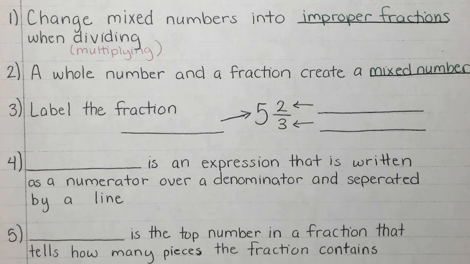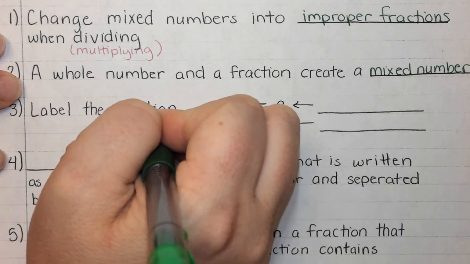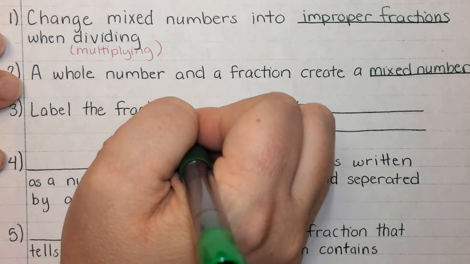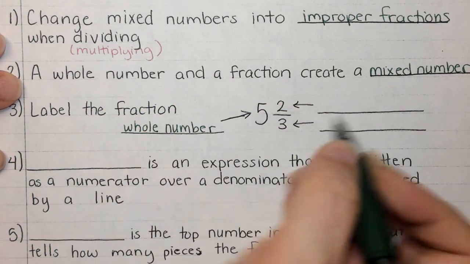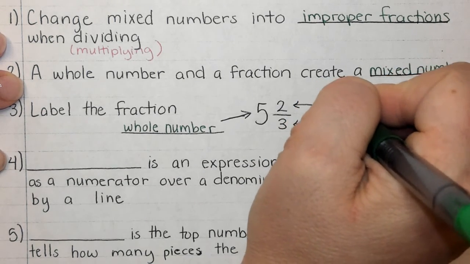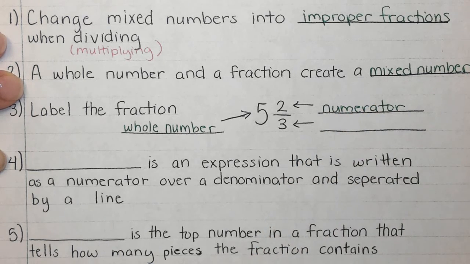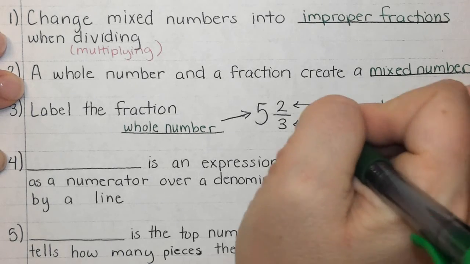All right, on 3 we have an example of a mixed number. What is the 5 called that's in that mixed number? Julia? The whole number. All right, what's the 2 called, RJ? The numerator. And what is the 3 called? Gabby? Denominator.